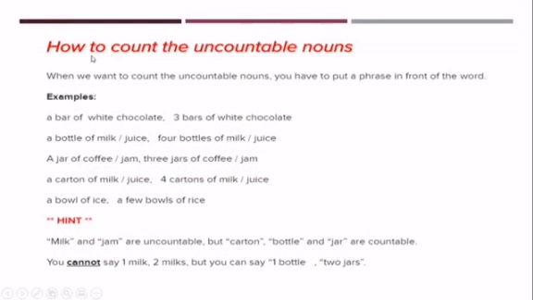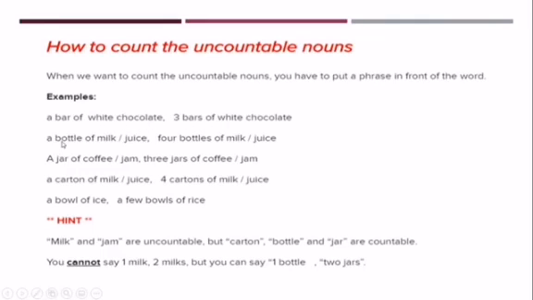How do we count the uncountable nouns? Yes. When we want to count the uncountable nouns, you have to put a phrase in front of the word. For example, a bar of white chocolate. So chocolate is uncountable. So we can measure. We can say a bar of, 3 bars of. So we can count the bars of chocolate, but we cannot count chocolate.